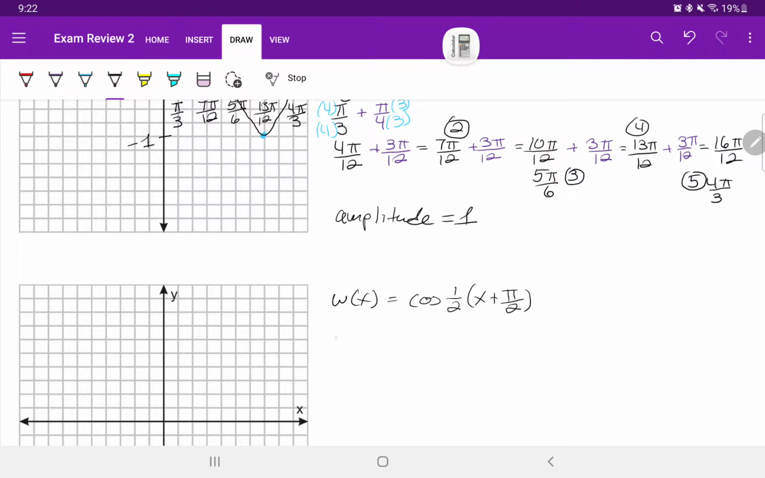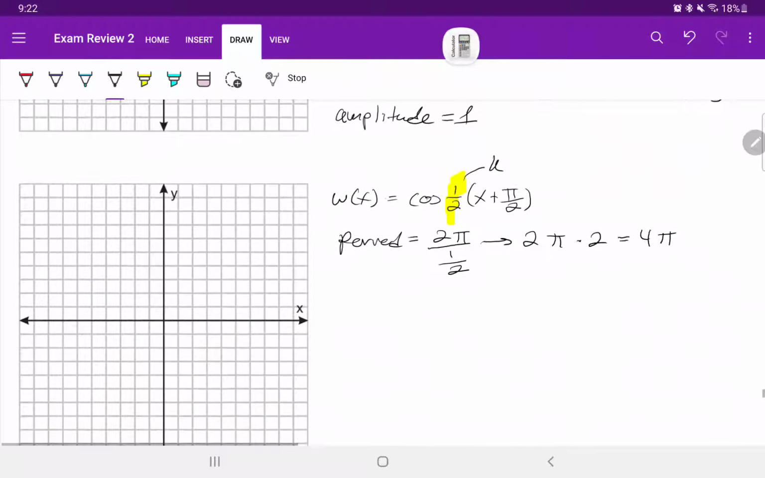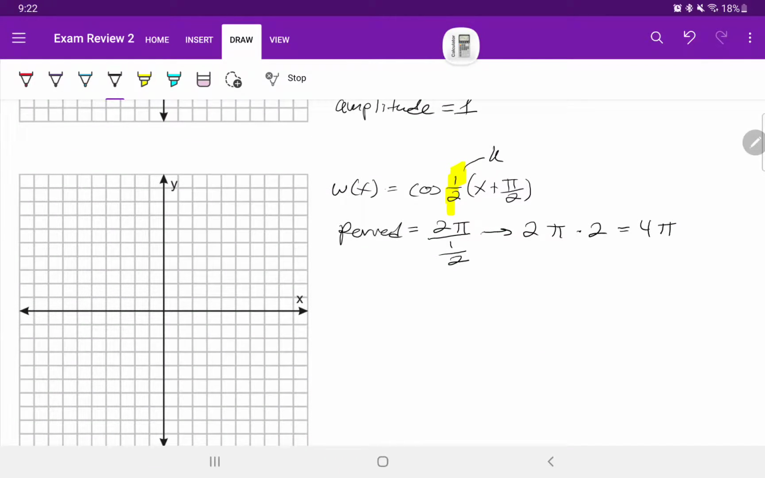Now, to find the period in this case, it is 2 pi divided by the value of k. That value right there is going to be your k. So 2 pi divided by 1/2. You're going to use keep, change, flip. So that becomes 2 pi times 2, which is 4 pi. So it'll take 4 pi revolution for my function to go around one complete time.